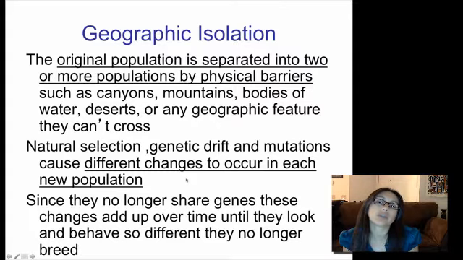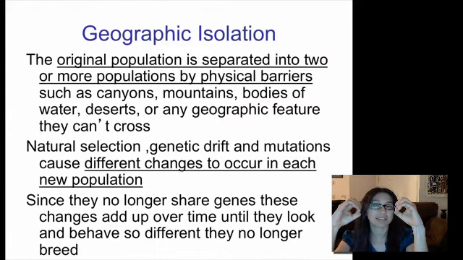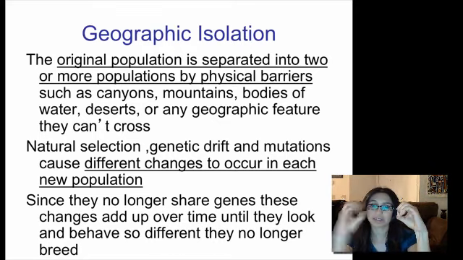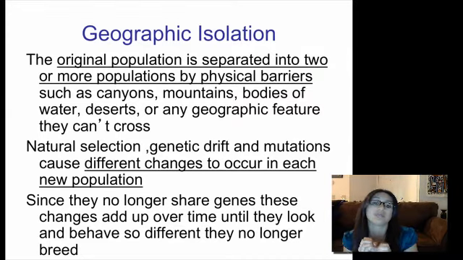So first we have geographic isolation. With geographic isolation, you started with the original population, it became separated, became isolated, but in this case there's a physical barrier. So it could be oceans, canyons, lakes, deserts, something that the organisms can't cross. Okay? Now, once you have become geographically isolated and there's this huge barrier in between, natural selection, genetic drift, mutation are happening differently in both of the populations, and these guys change over here, these guys change differently over here, and you have the start of speciation.